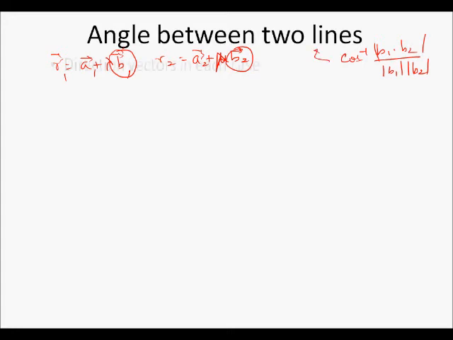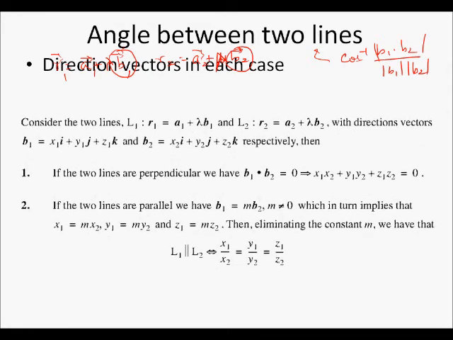So you need the direction vector in each case, and then you know how to do this cos inverse. And these are some important concepts that come from the angle. If B1 dot B2 is equal to 0, which means that x1 x2 plus y1 y2 plus z1 z2 is equal to 0, that means they are perpendicular. If they are parallel, you'll have x1 over x2, y1 over y2, z1 over z2 be a constant, that is, they have the same ratio. So if two vectors B1 and B2 have the same ratio of components, then they are parallel to each other.